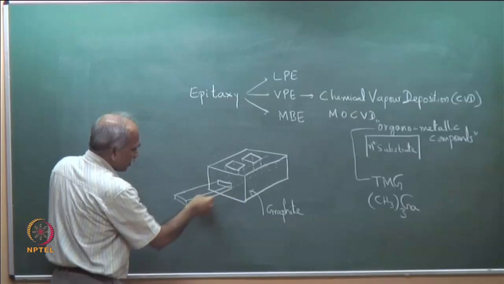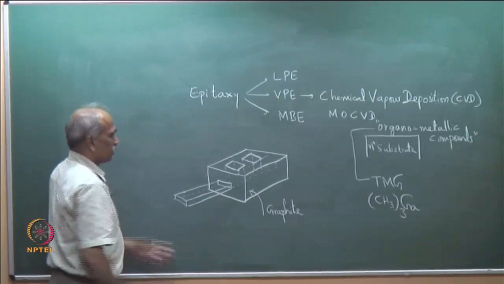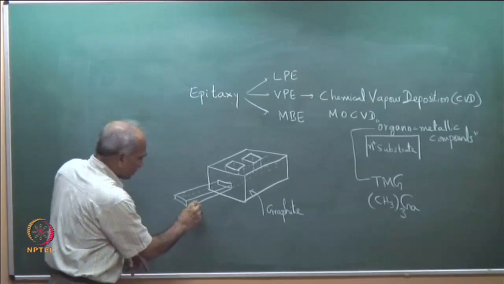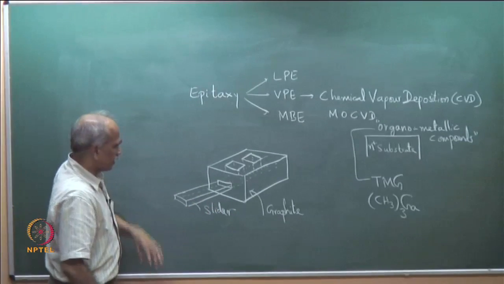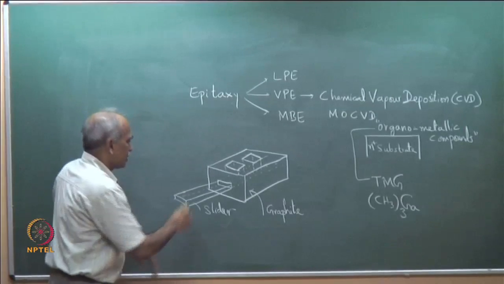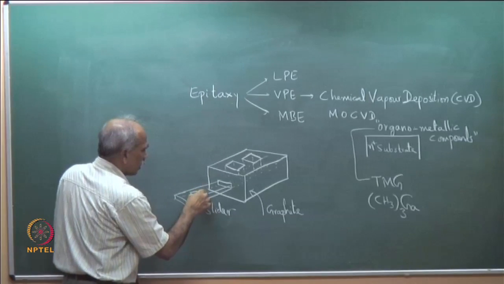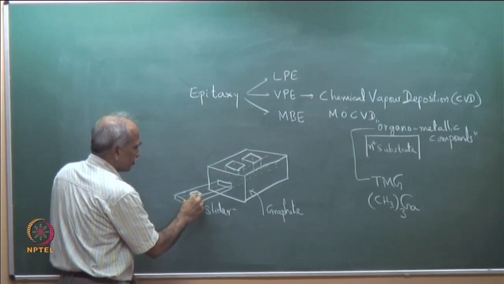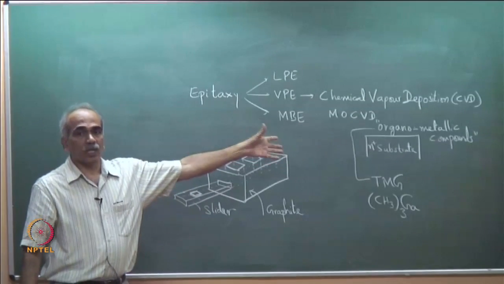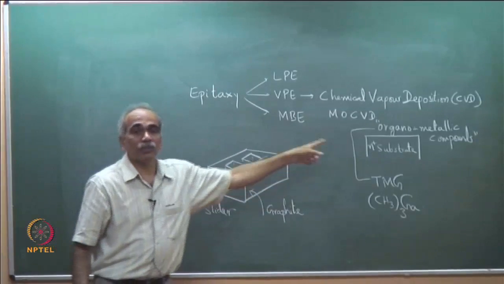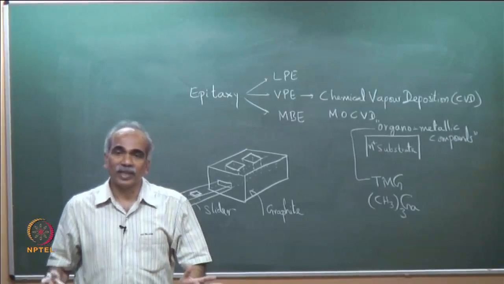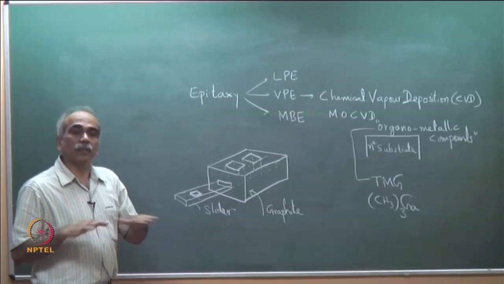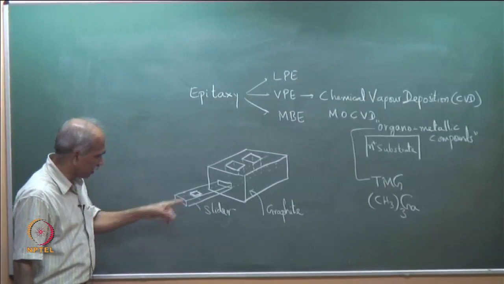My belief is that if I do this drawing in front of you, then you can understand exactly what it is, rather than directly showing you a diagram which already exists. So there is a slider, on which you place the substrate, let's say gallium arsenide. I did not describe how to get gallium arsenide single crystals. I talked about silicon because that was the easiest. Gallium arsenide is more complicated. It actually has to be done in a sealed, closed furnace because of vapor pressure considerations. But anyhow, let me not go into that right now.